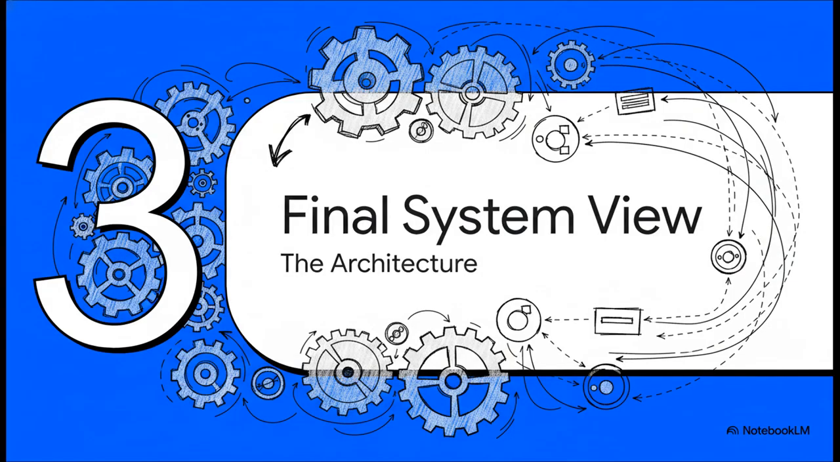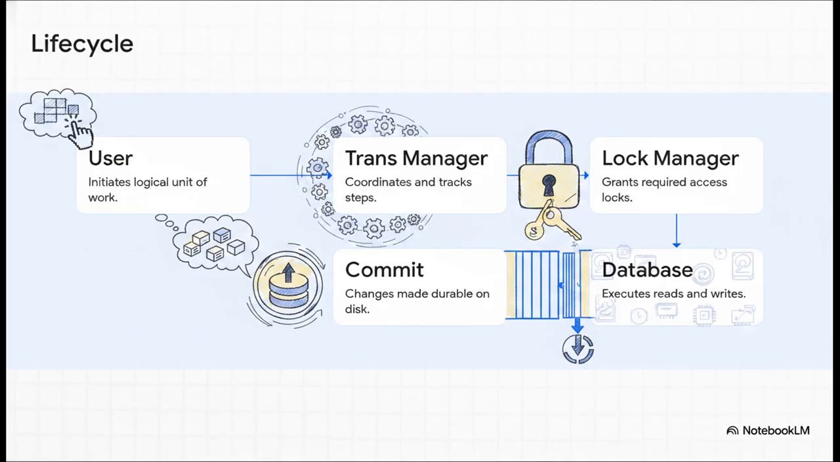Part 3. The final system view. Orchestrating the architecture. Now, what's really interesting about this is how seamlessly this journey maps from a simple user click all the way down to safely committed data. A user initiates their logical unit of work. Immediately, the transaction manager takes the reins, coordinating and tracking every subsequent step. It consults the lock manager, which acts as the ultimate gatekeeper, checking status and granting those shared or exclusive locks.